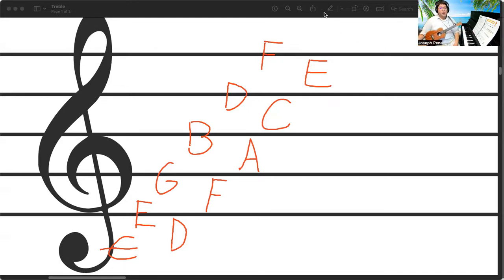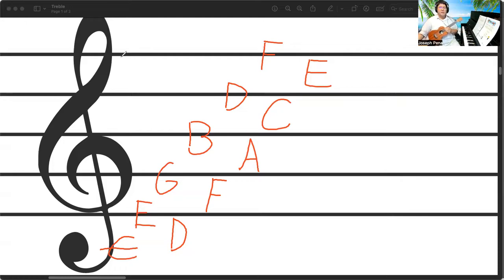At the bottom of page number 39, we're learning about clefs. The clef that we are working with today is called the G clef or the treble clef. Okay, so let's read a little bit about that on that page.